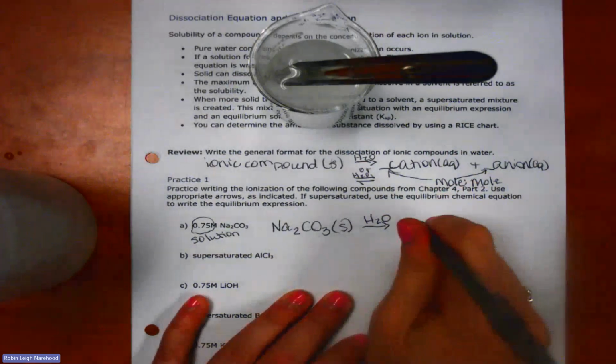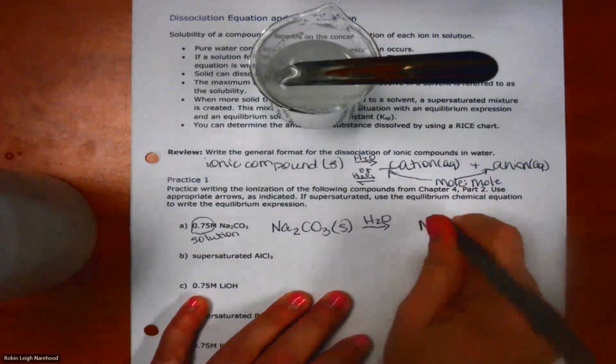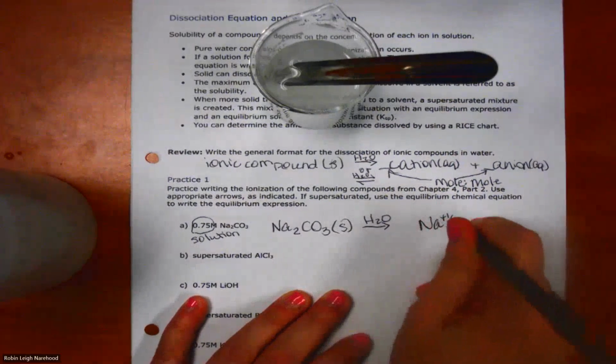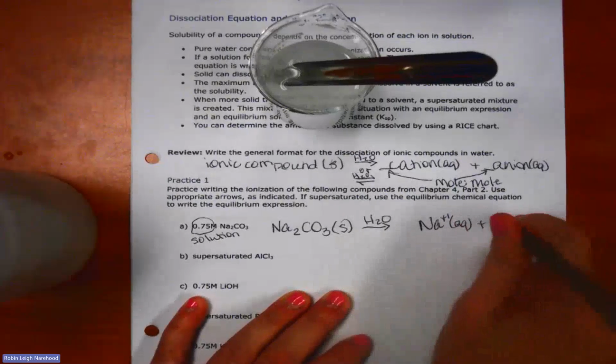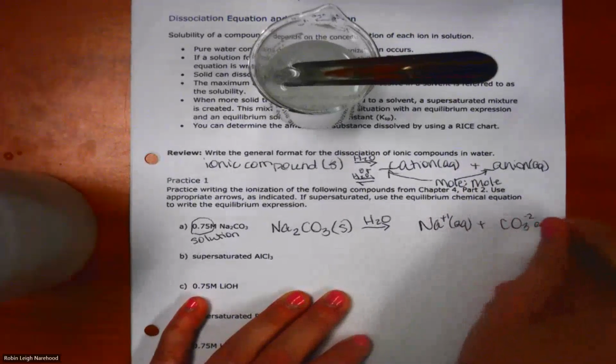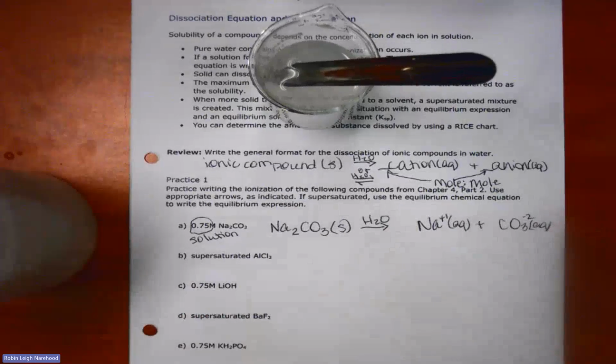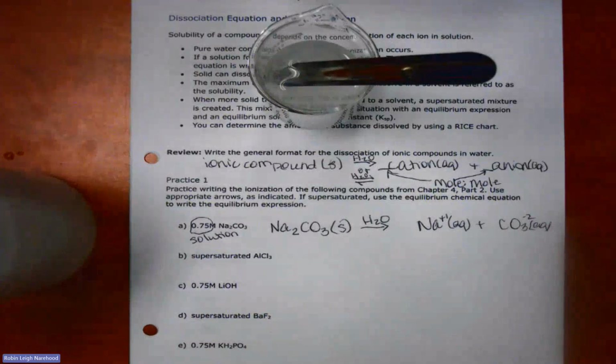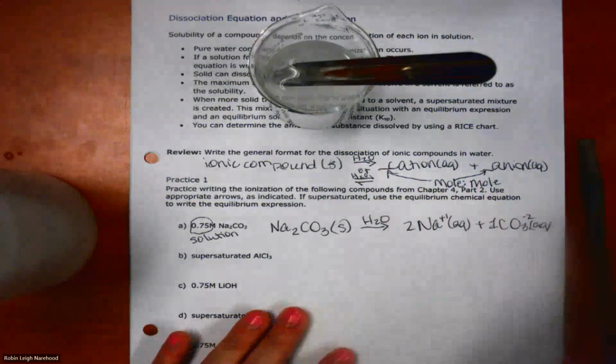So we have to write the ion for sodium and the correct ion for carbonate. And so we write Na+1 and carbonate -2. And we make them both aqueous because they're the dissolved form. So sodium is not Na2, it's Na. What is the ratio of sodium to carbonate in our formula? 2:1.